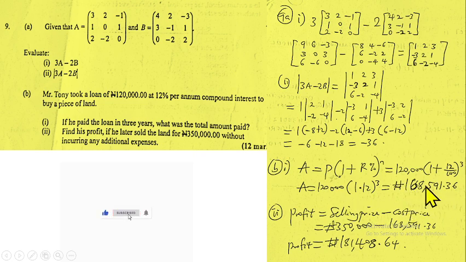So of course, another question can ask you to get the interest on this money. How do you get that? You remove the principal from this amount. That should give us the interest on the amount, but we are not asked to do that.